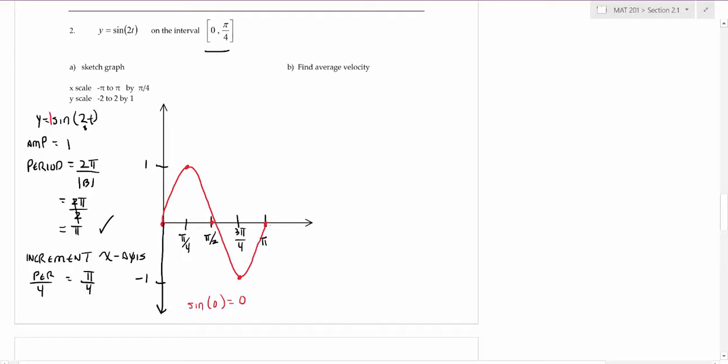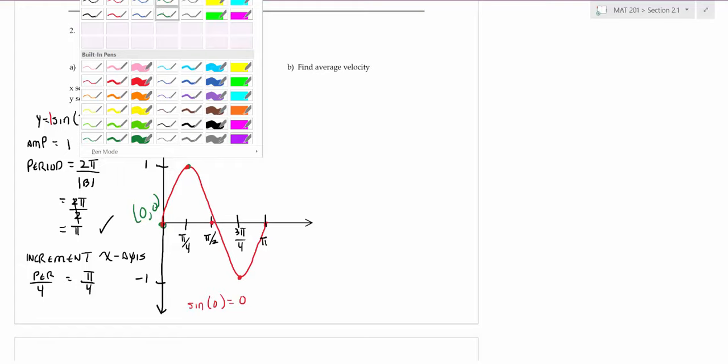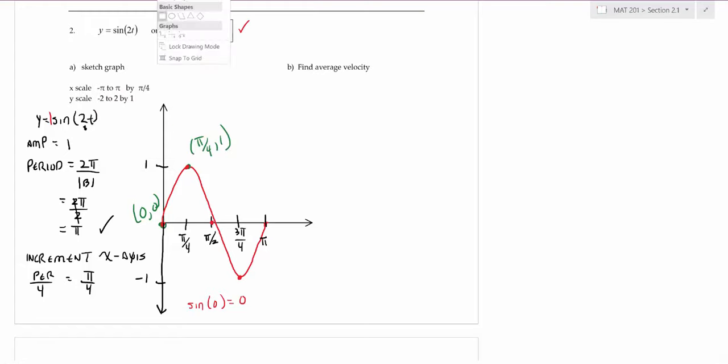Now in this particular problem, we're interested in the average velocity on these 2 points. So what I'm going to focus on is this point (0, 0), and this point here, which is (pi over 4, 1). Then we're going to sketch out a secant line, and find the slope of that secant line to find this average velocity. So I'm going to take a line that's going through those 2 points, like that. So we're going to be finding the slope of that secant line.